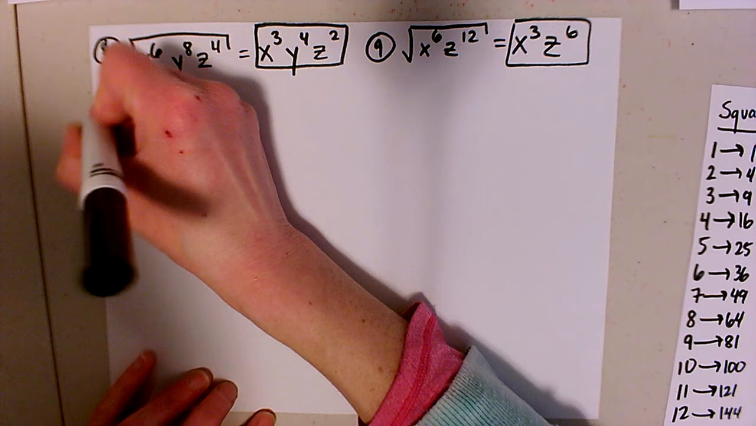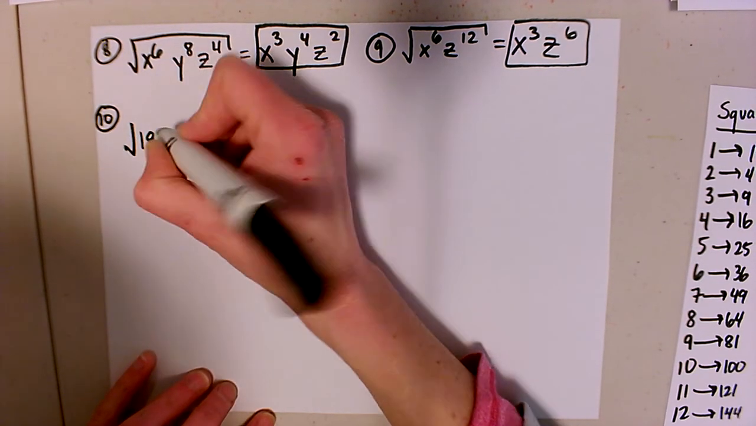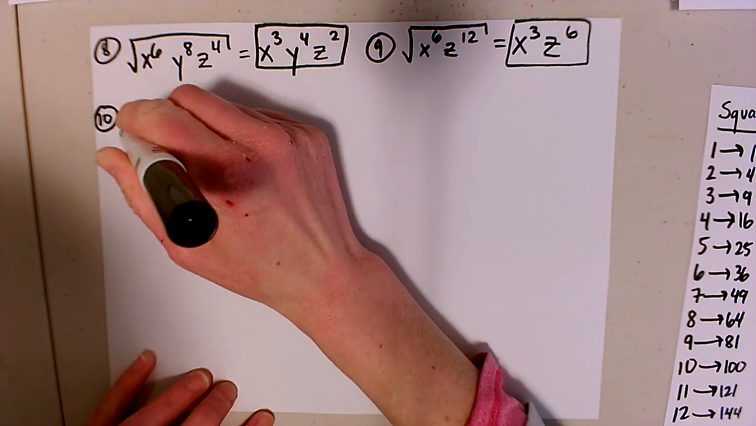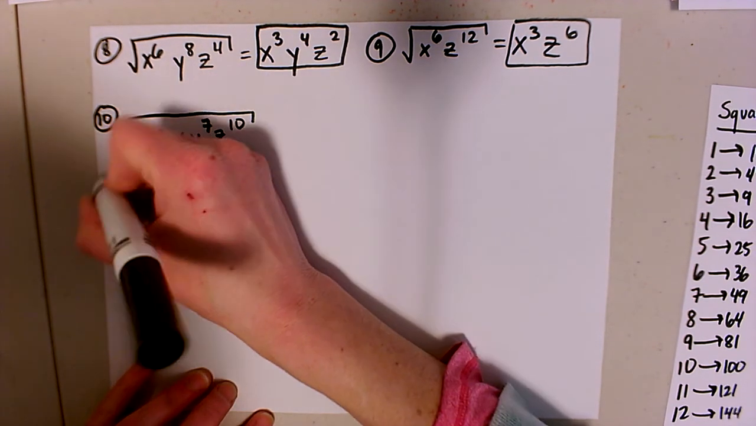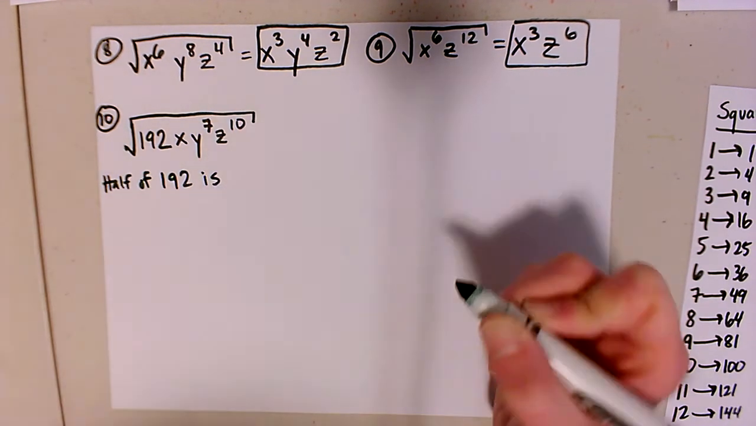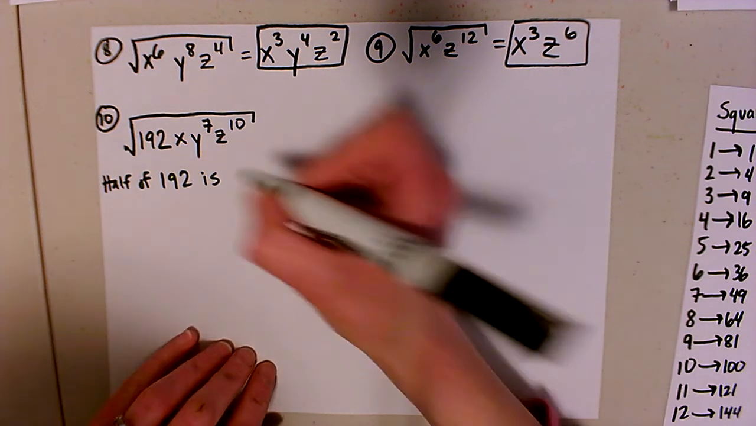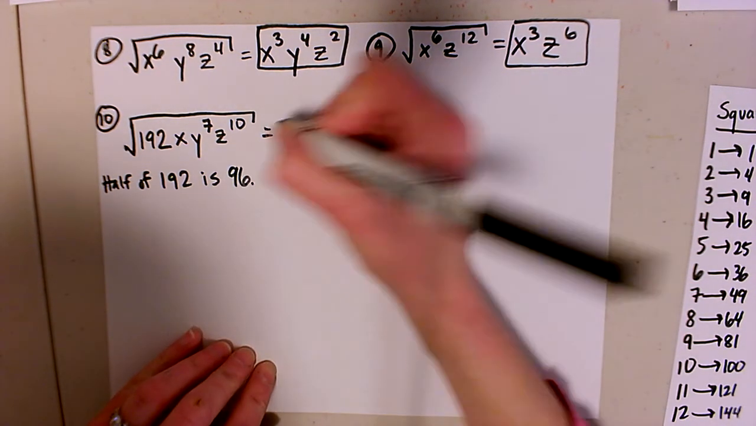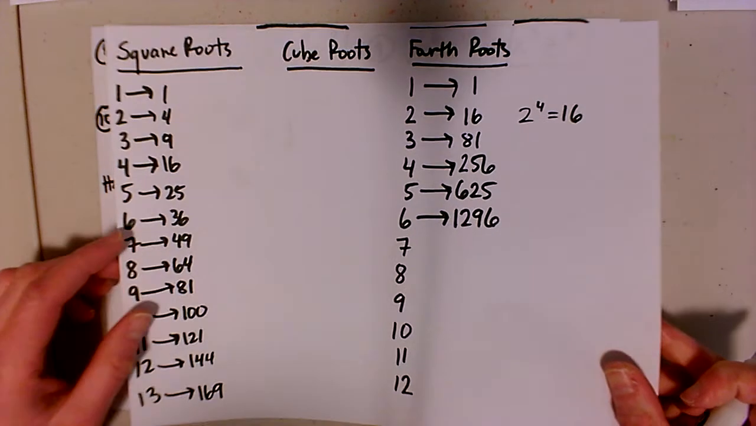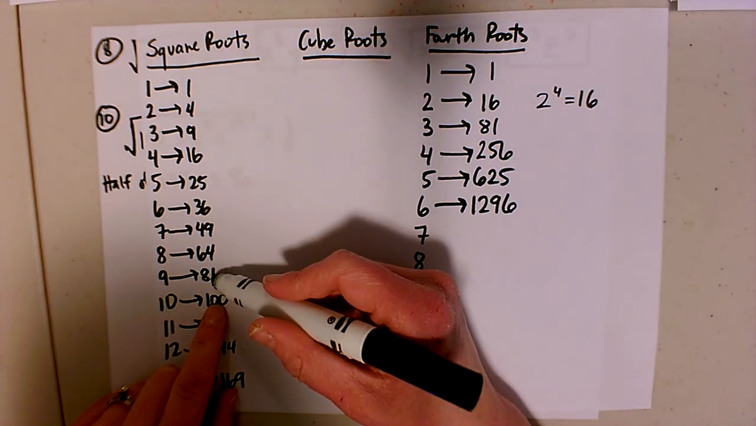So moving on to number 10. So number 10 has more going on. I have the square root of 192 x, y to the 7th, z to the 10th. Alright, so let's deal with that 192. So half of 192, I don't know that off the top of my head, so I'm just going to go to my calculator and do 192 divided by 2, and I get 96. Okay, so let's look at our list. So 96 on our list would be somewhere right here between the 100 and the 81.